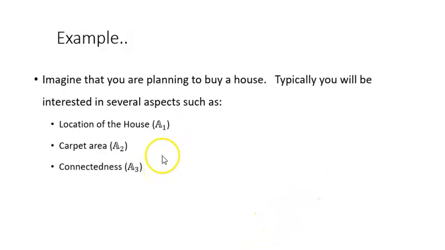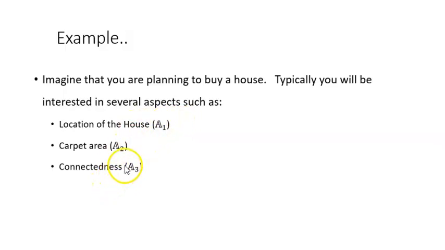These attributes vary from person to person. Some people may have a long list of attributes. For example, what is the carpet area? What is the area around the house? Is there a lot of greenery? Do you have a pond nearby, a park nearby, and so many such typical attributes that may be there.